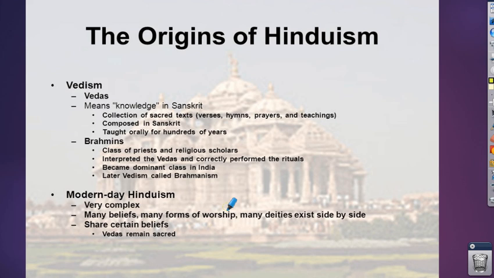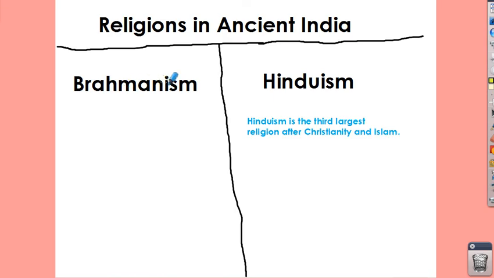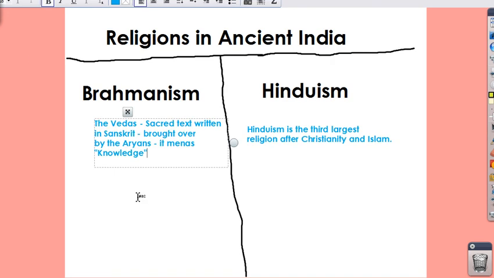This is the origins of Hinduism that I found that another teacher had done. Vedism, which is taken from the Vedas, means knowledge. So you might want to go back to your T-chart now and write down that the Brahmins were the ones who had the Veda in Sanskrit. I've added this note: the Vedas, sacred text written in Sanskrit, brought over by the Aryans. It means knowledge. So you need to add that to your note on Brahmanism. Anytime you need to pause, do so, because I'm going to keep going.